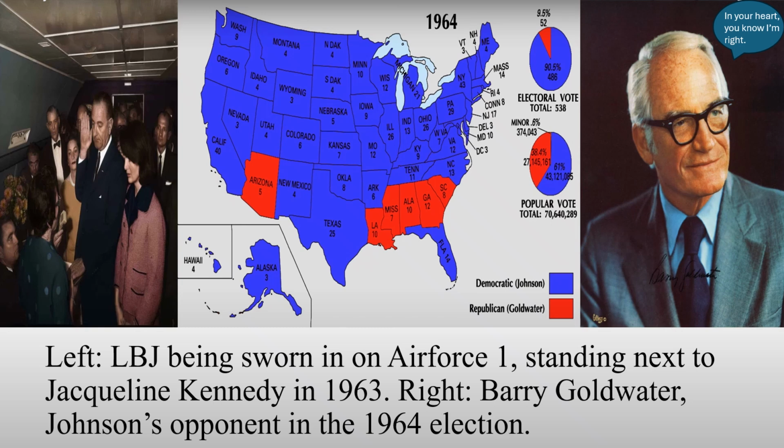Johnson had significant advantages going into the 1964 election. He was already president. He'd been president since November of '63. Here he is on the left-hand side of the slide taking the oath of office on Air Force One. His wife is holding the Bible while he takes the oath, and he's joined on his left-hand side, our right-hand side, by the widow, Jackie Kennedy.